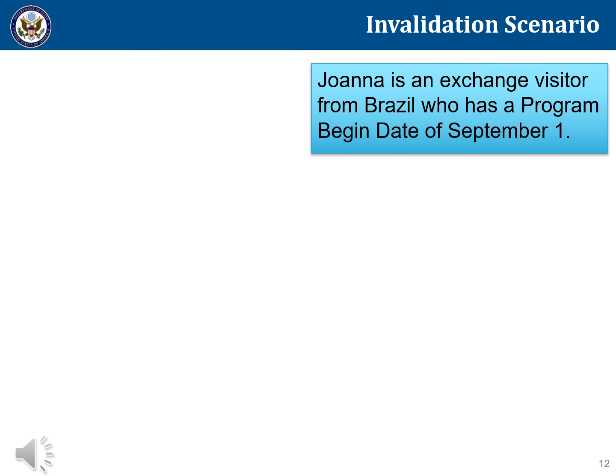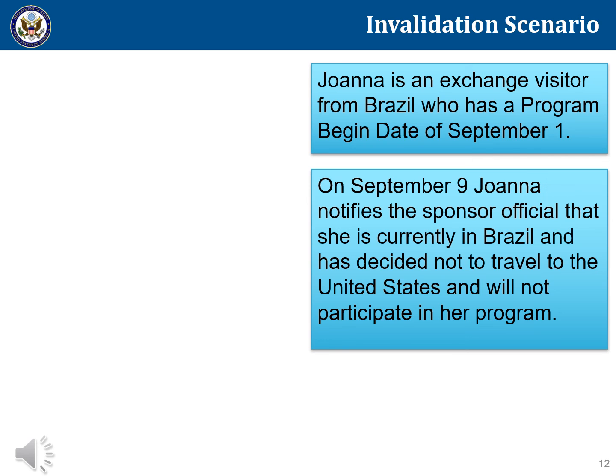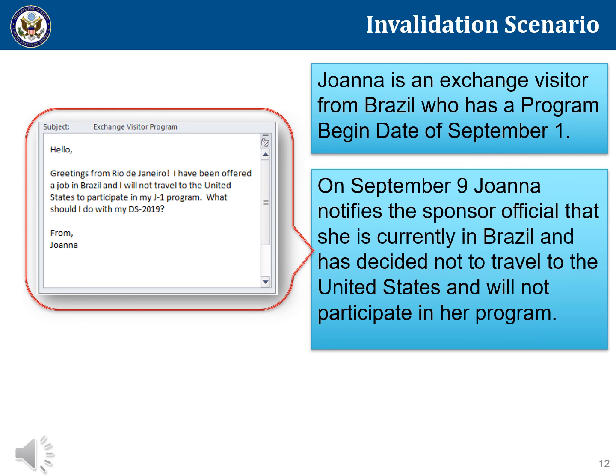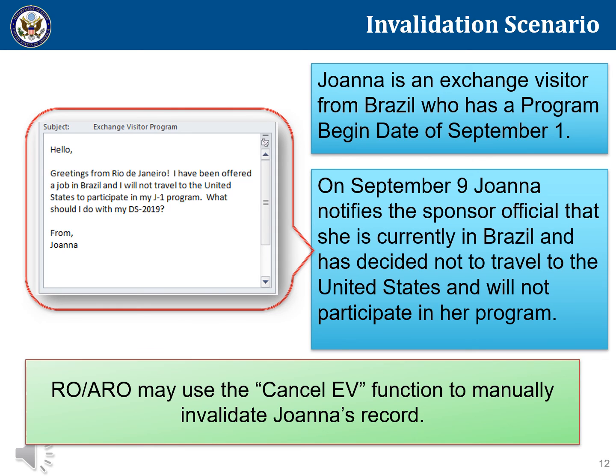Let's turn to a scenario in which the manual Cancel EV function will be appropriate. Joanna is an exchange visitor from Brazil who has a program begin date of September 1. On September 9, she emails her sponsor official to notify them she is outside the United States and has no intention of participating in her J1 program. In this instance, the sponsor official may use the Cancel EV function to manually update Joanna's record to invalid status.